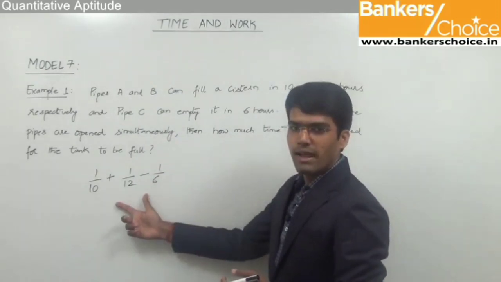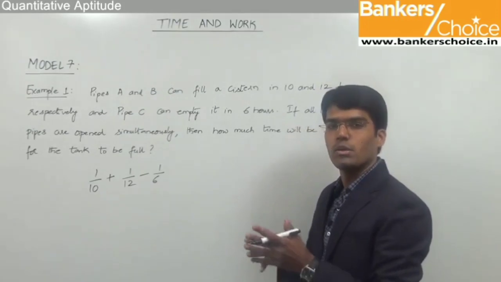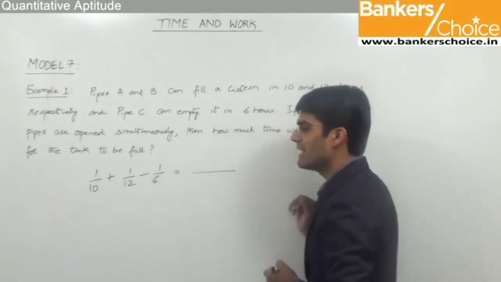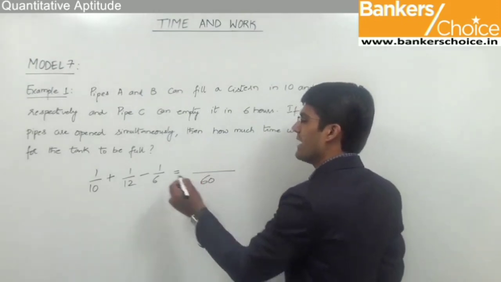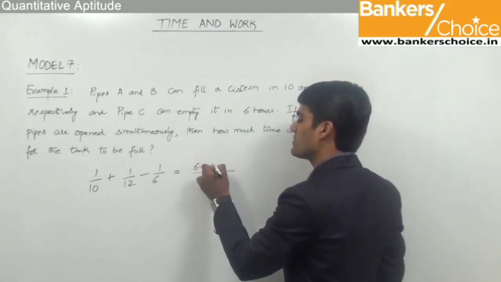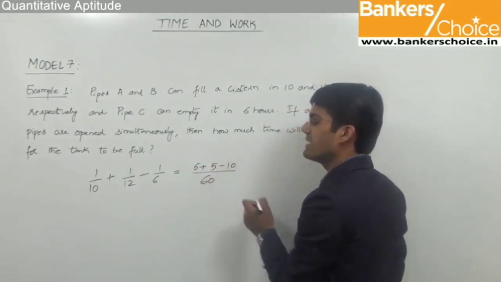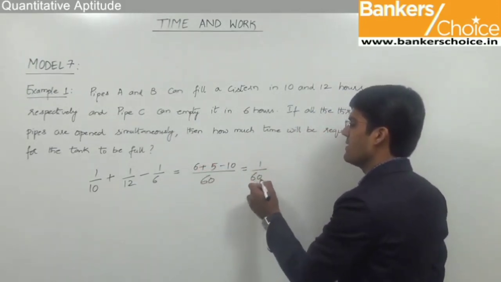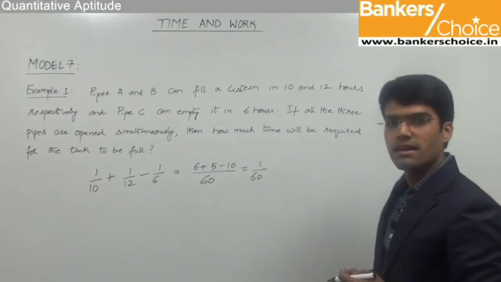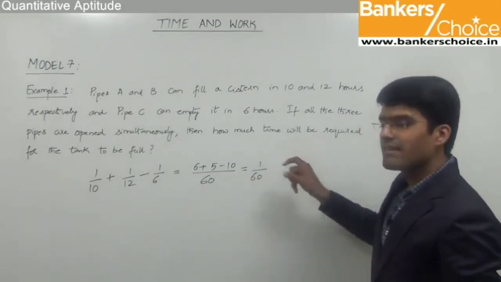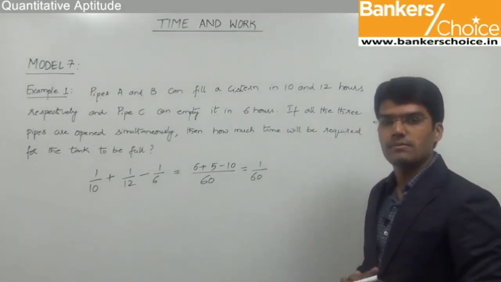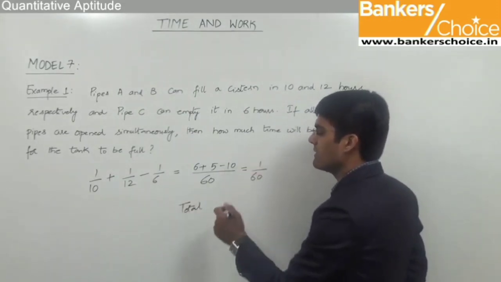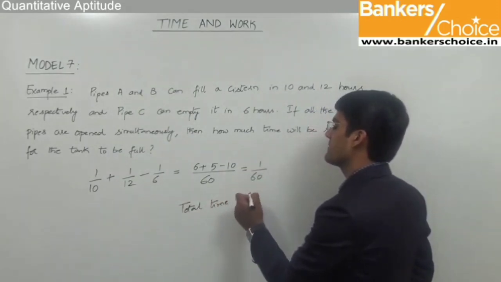So the total of these values will give us the total work done by all the three pipes together in 1 hour. So by simplifying this, we can say that the LCM is 60, and 10 goes 6 times, 12 goes 5 times and 6 goes 10 times. So 6 plus 5, 11, minus 10 is 1 by 60. So very clearly, when all the three pipes are running together, 1 by 60th of the work is done in each hour. So we can say that the total time required will be the reciprocal of this, that is nothing but 60 hours.